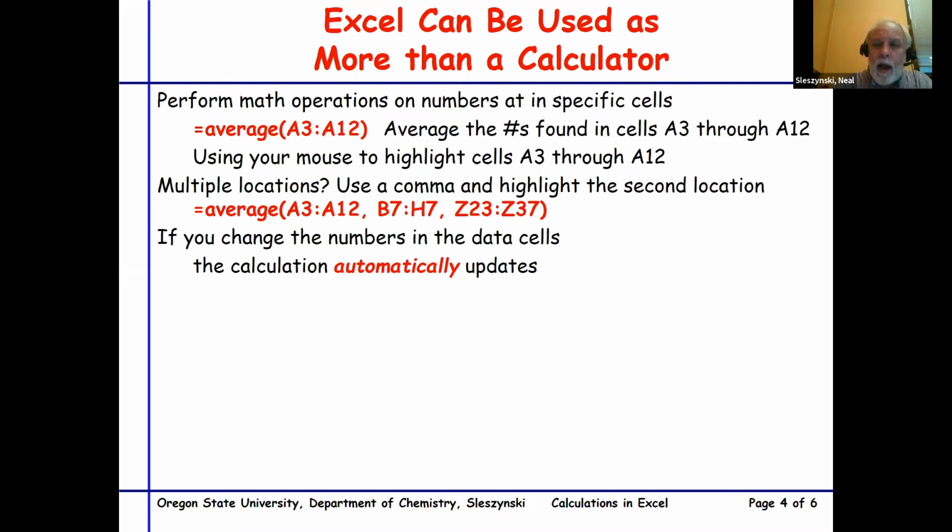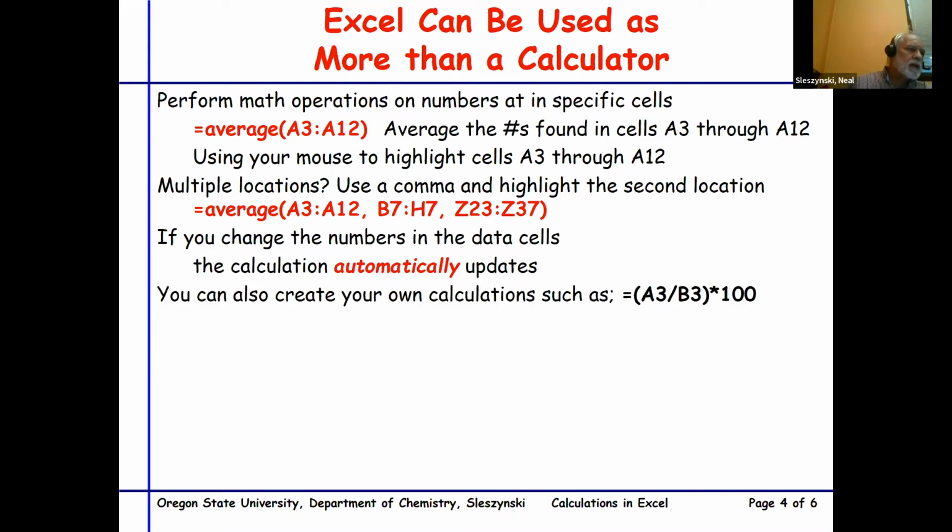So if I do an average calculation and then go back and look at my raw data in those cells, and I realize that I've typed in something wrong, as soon as I correct that mistake, that correction automatically propagates into the equation that I'm using. You can also create your own calculations, such as equals the value in cell A3 divided by the value in cell B3, and the result of that calculation times 100.